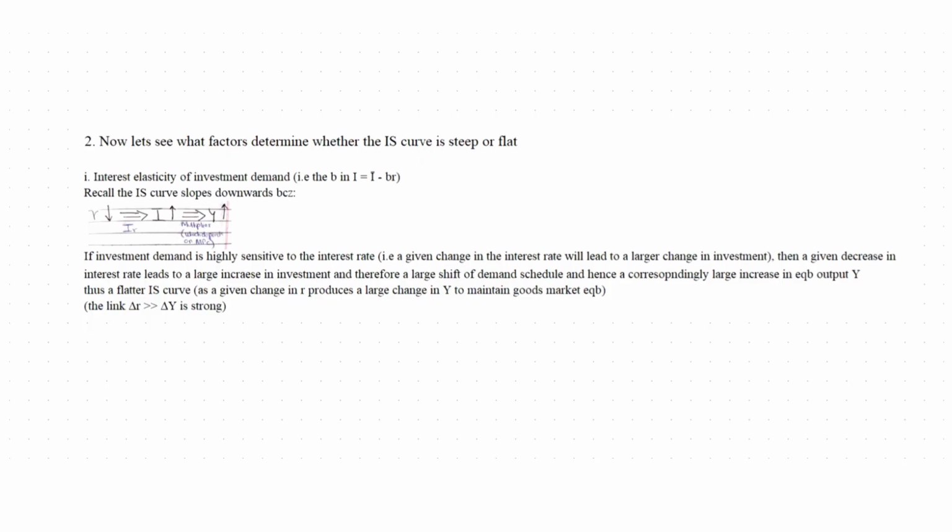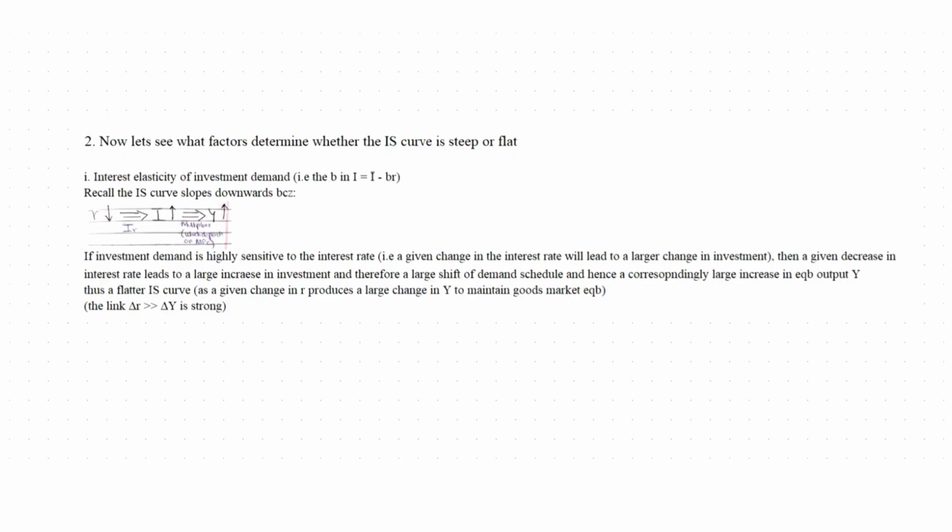The b in I equals I bar minus bR, right? It's the interest elasticity or interest responsiveness of investment demand. Now, this is because recall the IS curve slopes downwards because interest rate decreases, investment increases, output increases. Now, where does interest sensitivity of investment come in? It controls the link between decrease in R and increase in I.